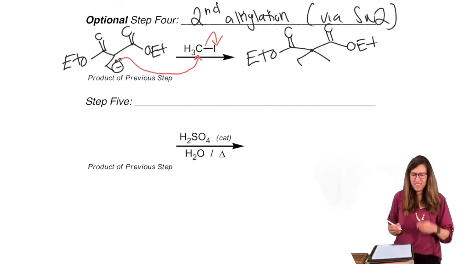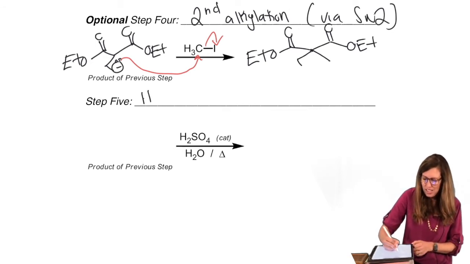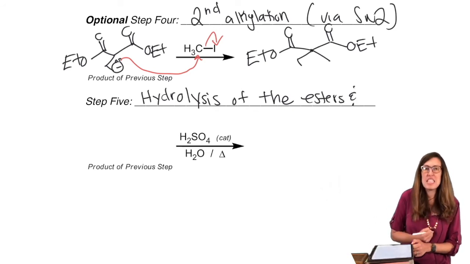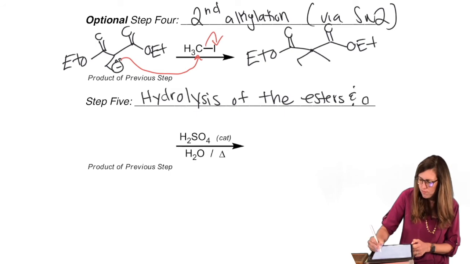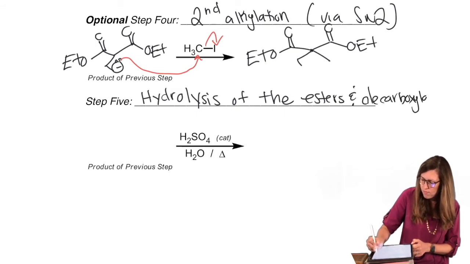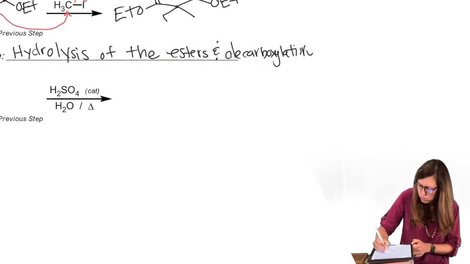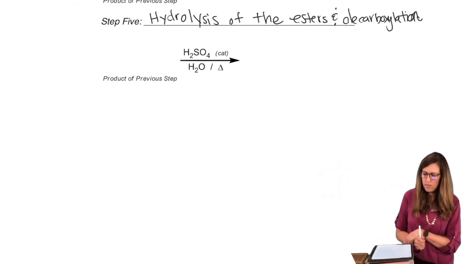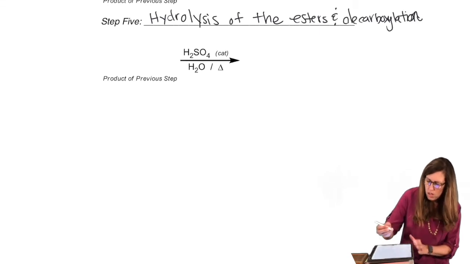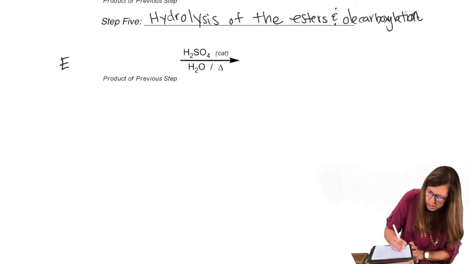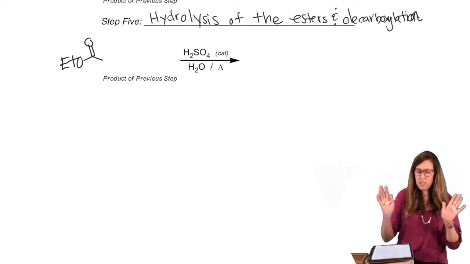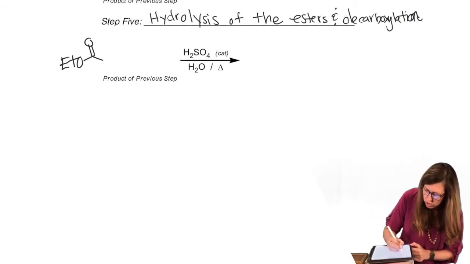All right, step five. This is where it gets interesting. Hydrolysis of the esters and decarboxylation. Okay, so we're going to draw the product from the previous step. Our doubly alkylated. So I'm drawing the longest sequence possible. Doubly alkylated instead of singly alkylated, but it doesn't matter. That part was easy. This is actually included in either sequence.